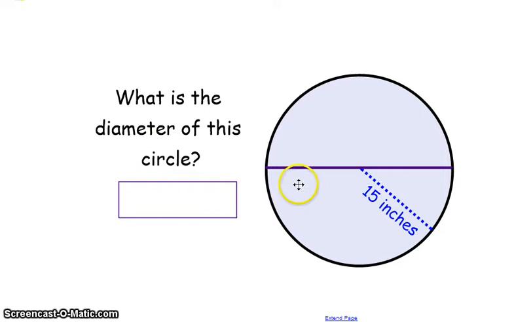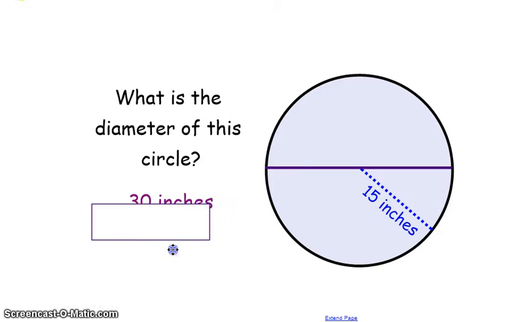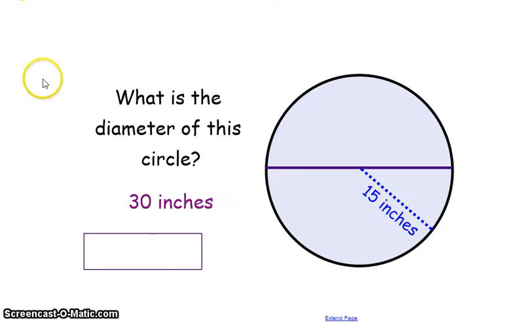Looking at this circle, its radius is given, which is 15 inches. What would the diameter of this circle be? To find the diameter of this circle, you need to multiply 15 by 2. 15 times 2 is equal to 30 inches.